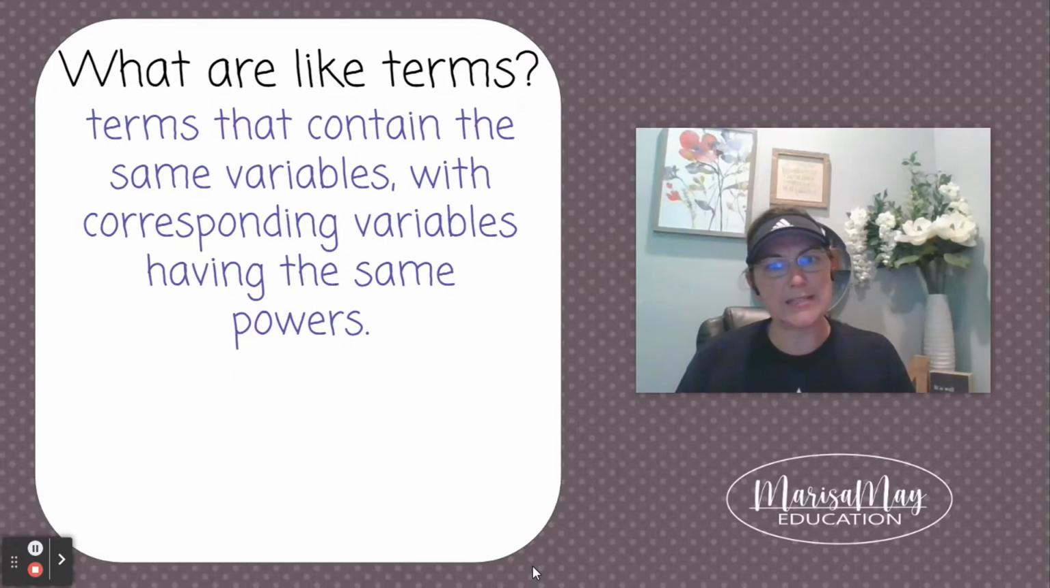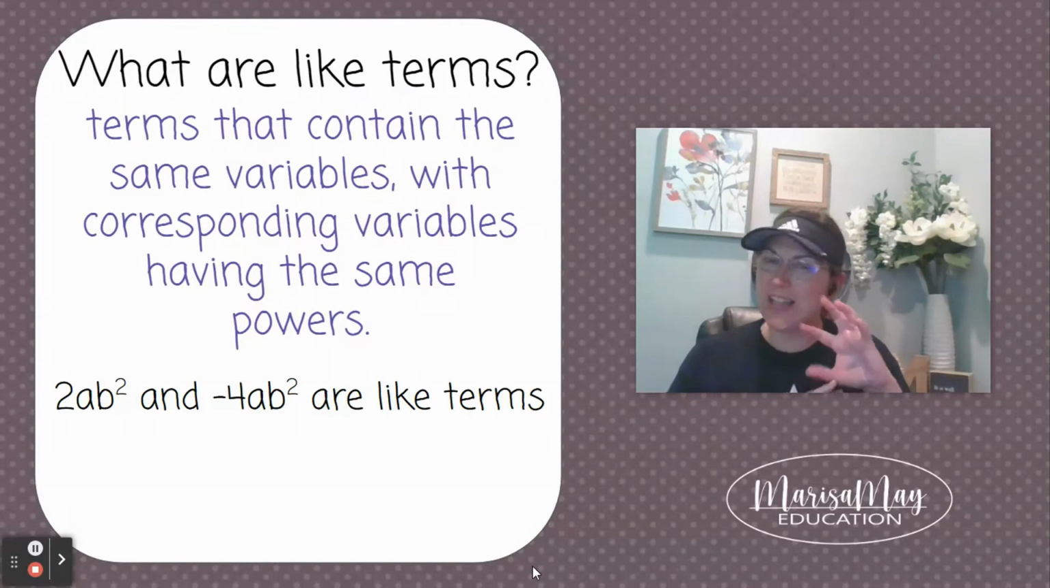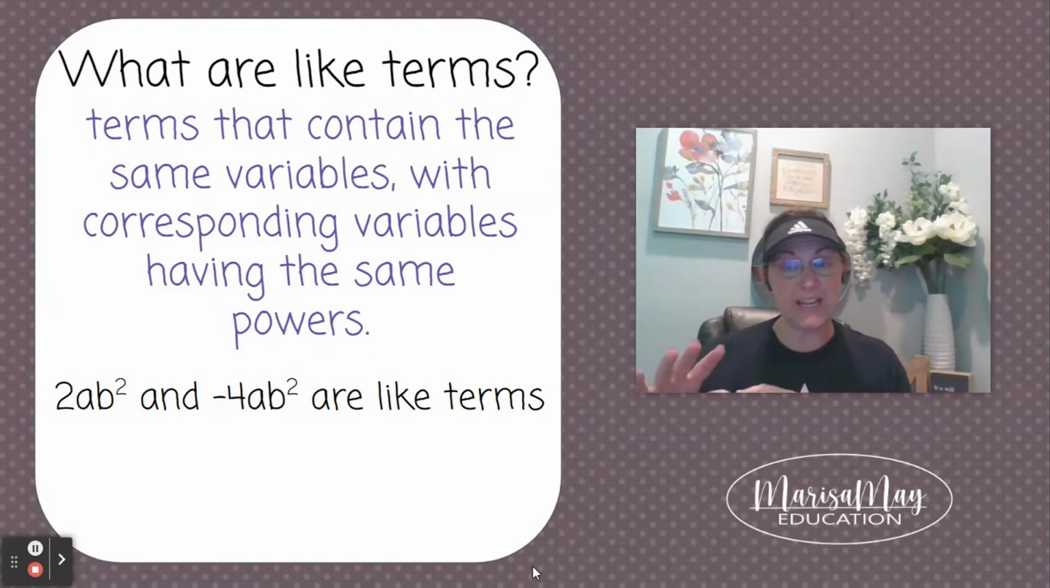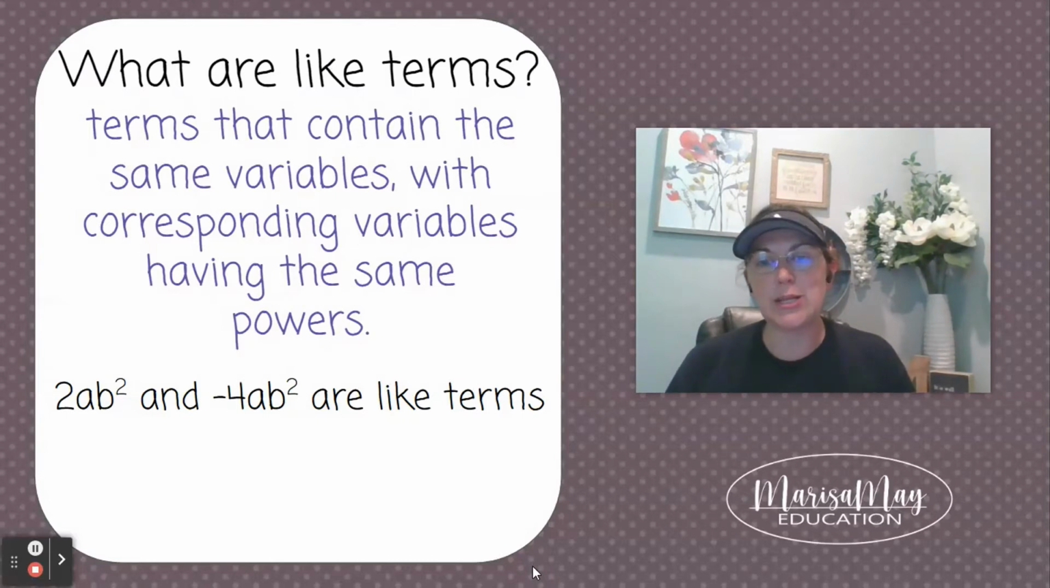Let's take a look here at some examples. For instance, 2ab to the second and negative 4ab to the second are like terms. You see they have the same variables, a and b, and the b has an exponent of 2. So we know that these are like terms.